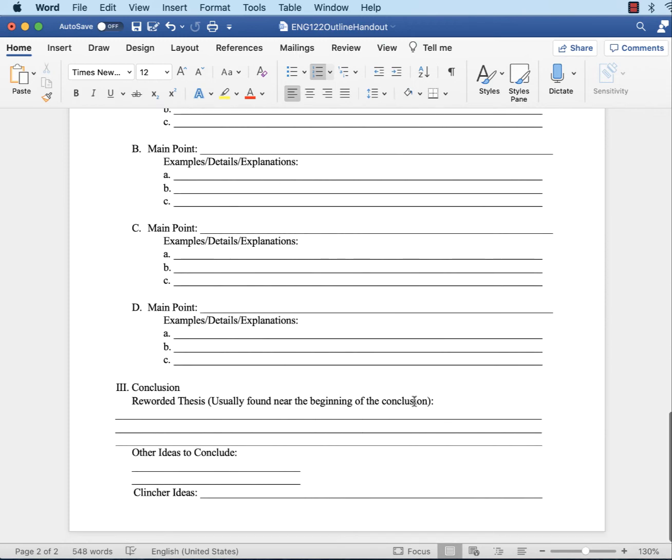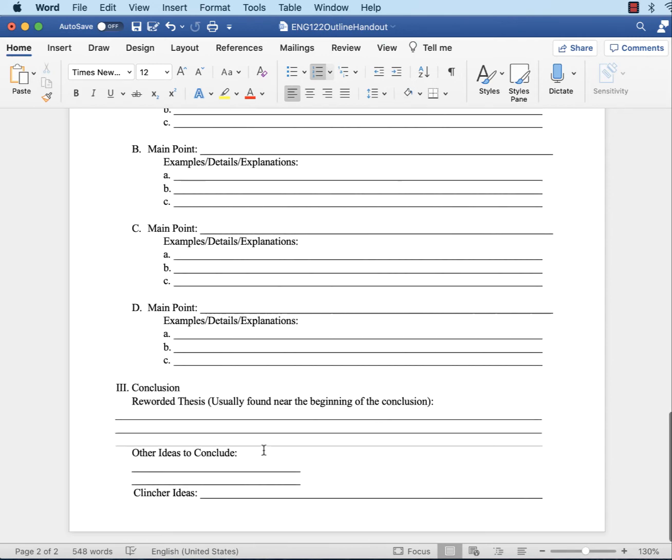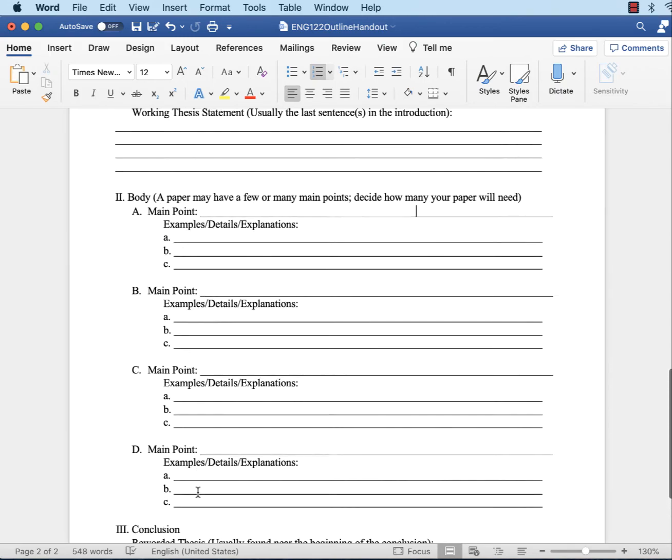And then finally, in your conclusion, you can reword your thesis. And then what are you going to do to give us the clincher, that so what moment? Why does the reader care? Make sure that you leave the reader thinking. And you can ask questions, you can use quotes. There's all kinds of rhetorical techniques we talked about earlier in the semester that you can use.